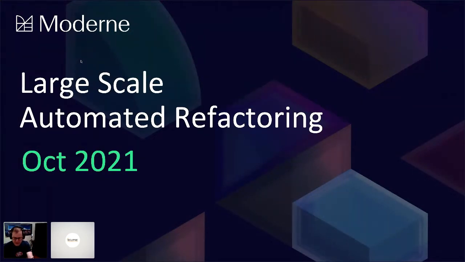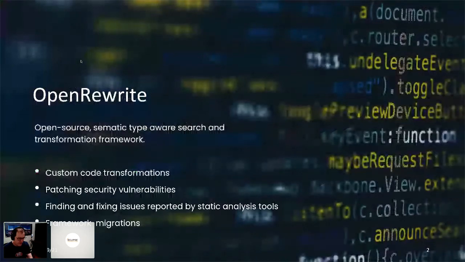Today we're going to be talking about large-scale automated refactoring, and more specifically, we've got a project called Open Rewrite. It's actually an ecosystem project. It's an open source semantic type-aware search and transformation framework. It's a lot of words. But this framework basically allows you to automate things that are typically tedious.